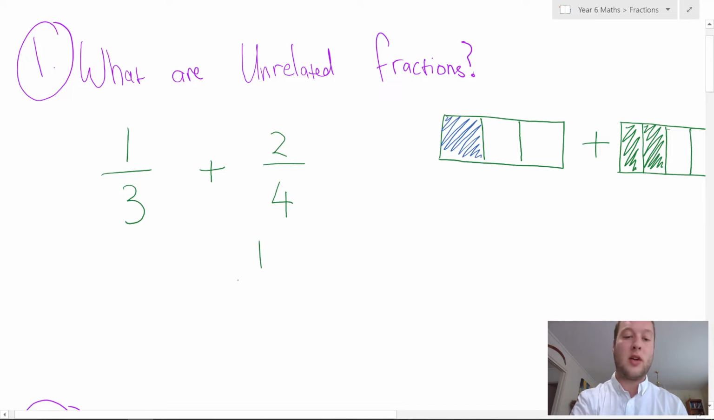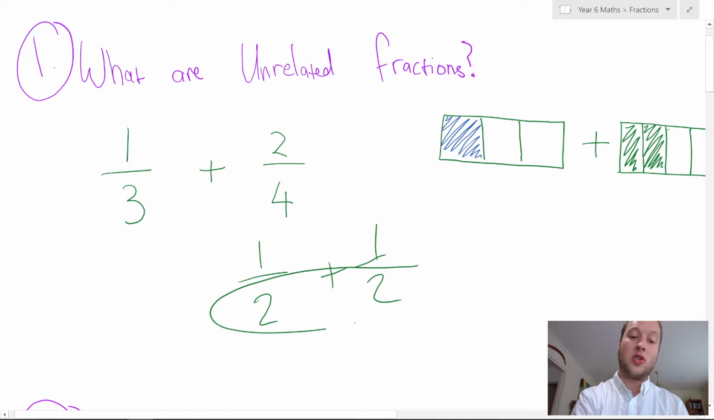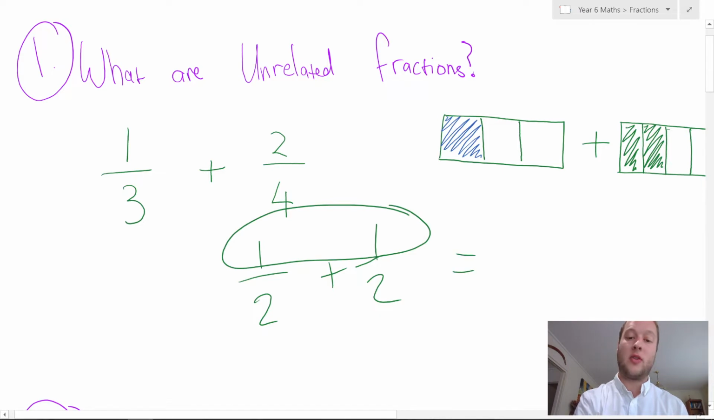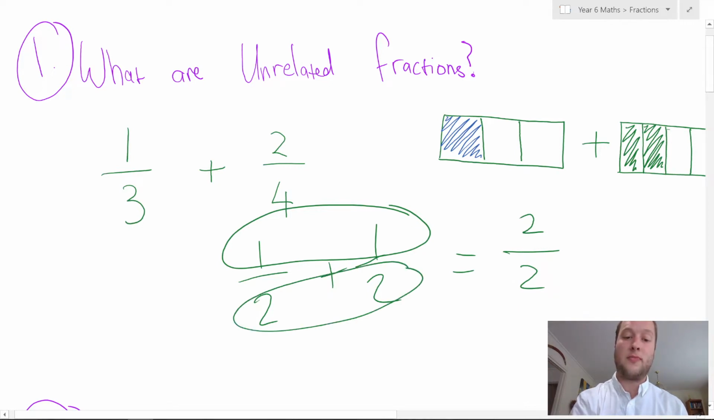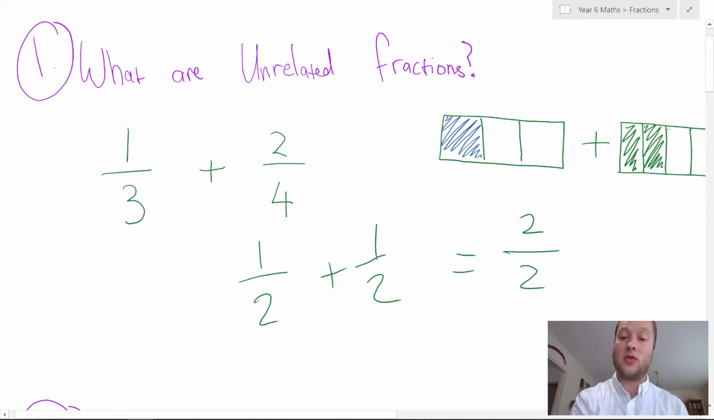So here's an example. If we had maybe 1/2 plus 1/2, the denominators are the same, denominator meaning the bottom number. When they're the same, we can then add the tops. So 1 plus 1 is 2. The bottom number stays the same, so my answer is 2 over 2. And to simplify, we know if the top number is the same as the bottom number, it's equal to a whole.